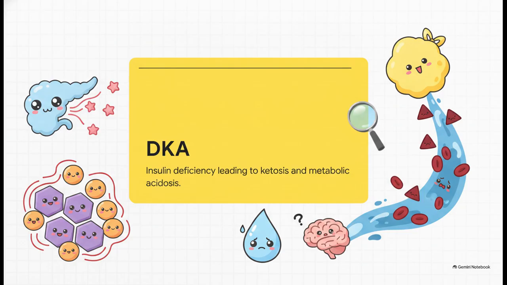In this orthodox model, the pancreas just isn't pumping out enough insulin, so glucose literally can't get into the cells. Starving for energy, the body panics and aggressively starts burning fat, rapidly dumping these acidic ketones right into the bloodstream. This buildup of acid dramatically alters the blood's pH, which, along with severe dehydration, leads to altered consciousness.